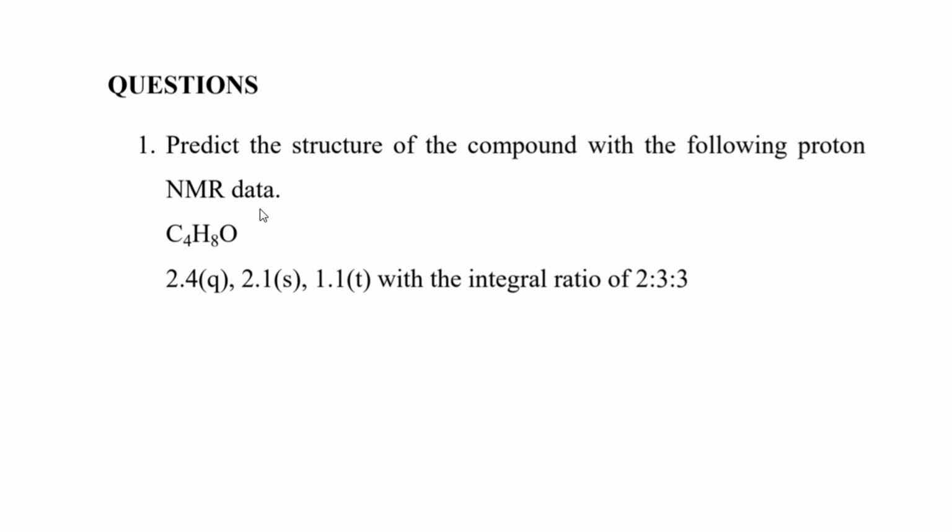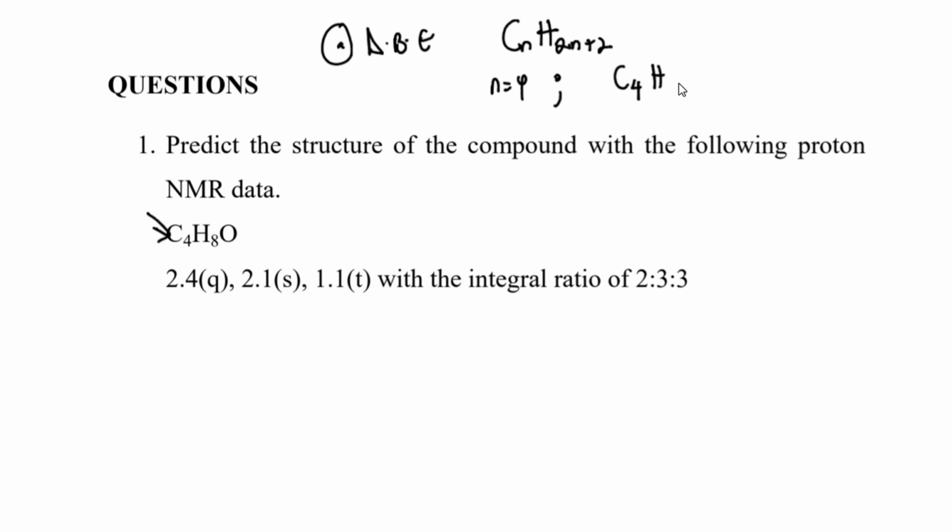So for you to answer this, the first thing you need to do is to calculate the double bond equivalence. So it's calculated using this formula: CnH2n+2, and we have this to be this. So the equation is this. So it's going to be n equals 4, right? So we're going to have C4H8 plus 2. That will give C4H10.